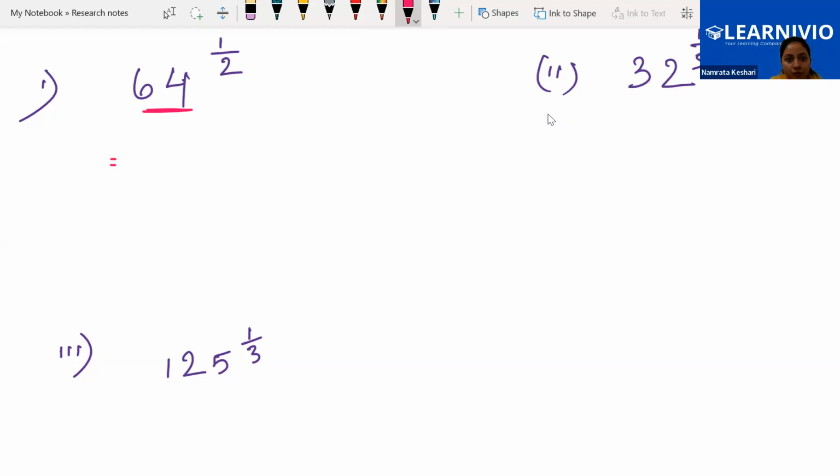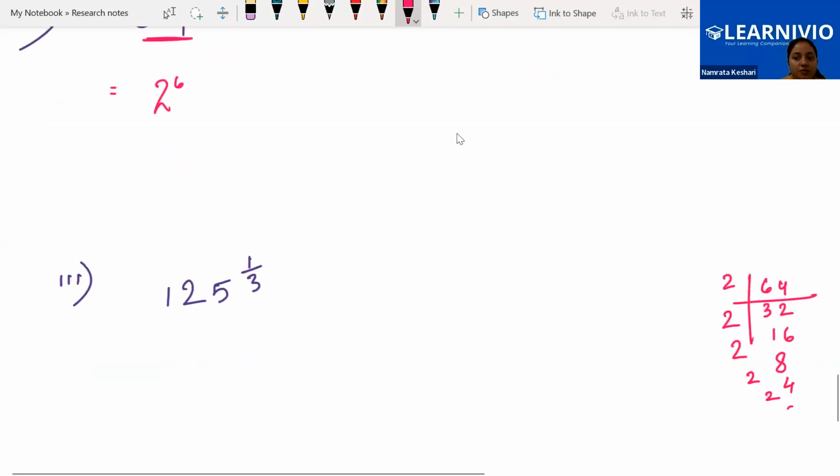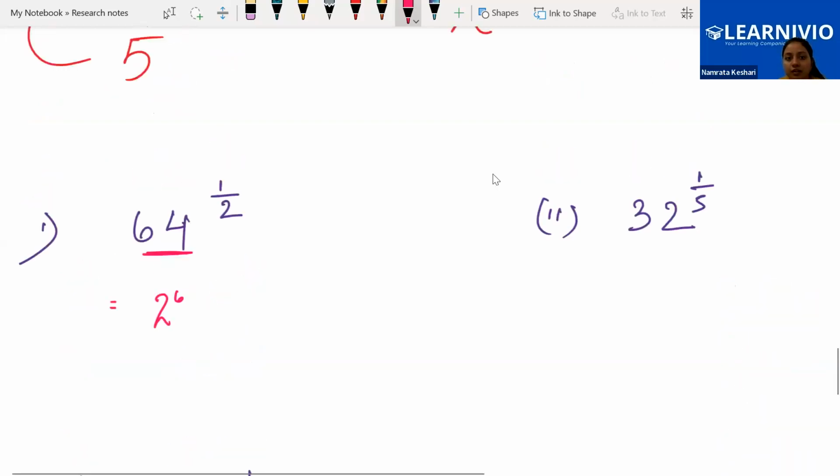Ma'am, 2 to the power 6. Yes, 64 we can write as 2 to the power 6. Please check it. When we do the factorization of 64: 2 times 32 is 64, 2 times 16, 2 times 8, 2 times 4 and 2 times 2. So from here you can see we got 1 2 3 4 5 6, 6 twos, right?